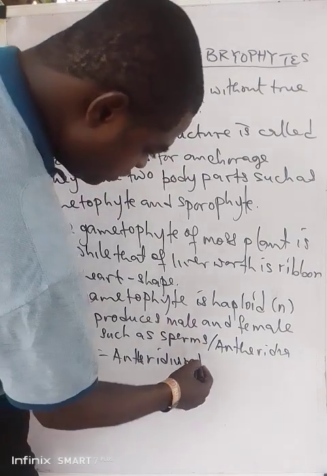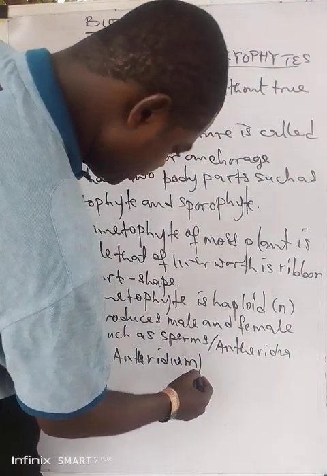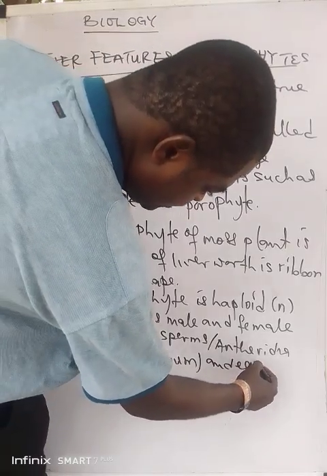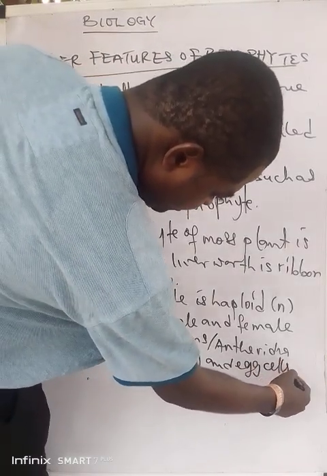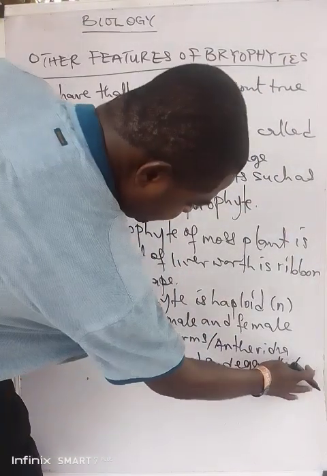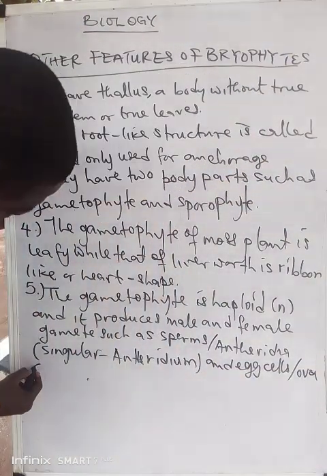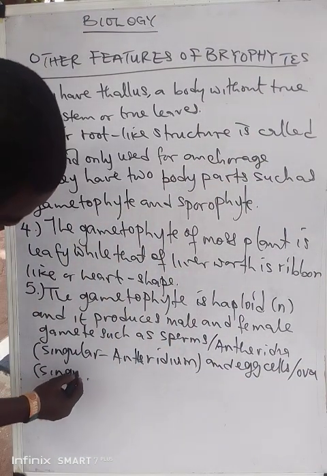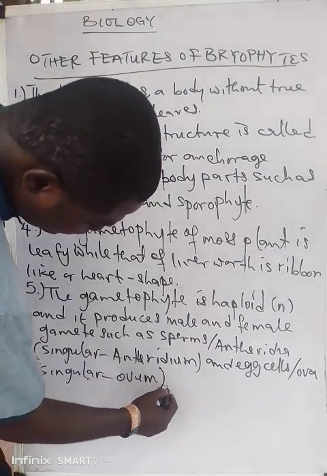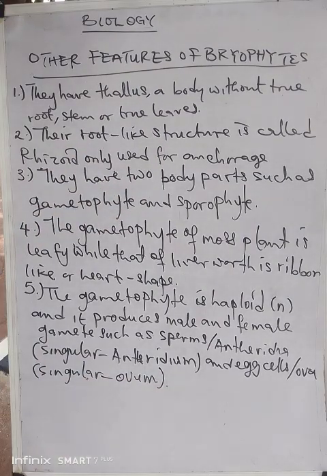So, which are sperms and egg cells or ova. OVA. The singular form of ova is ovum. So that is the gametophyte. It produces gametes and it is haploid.